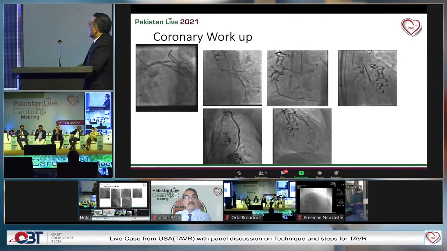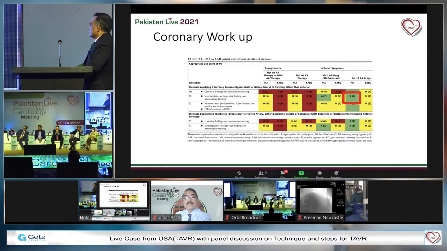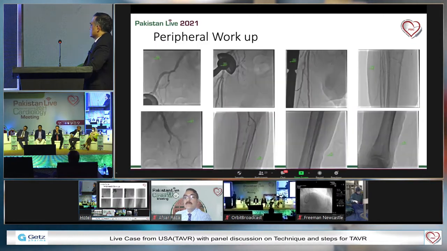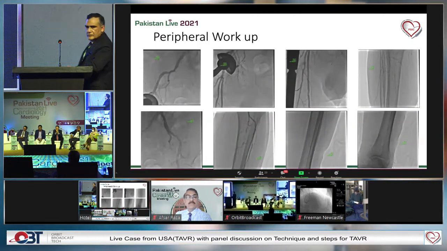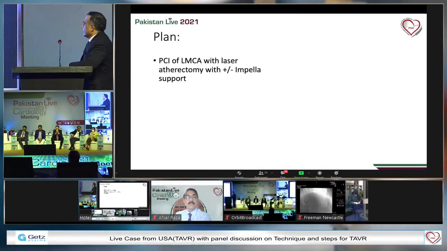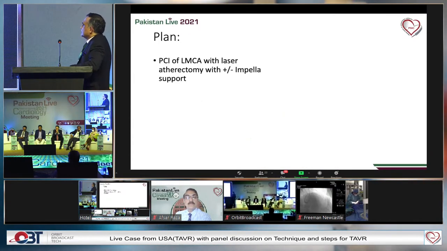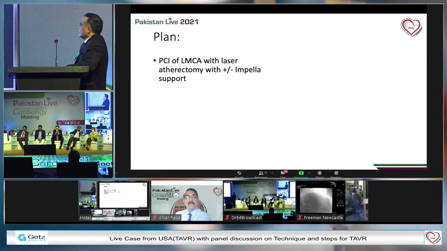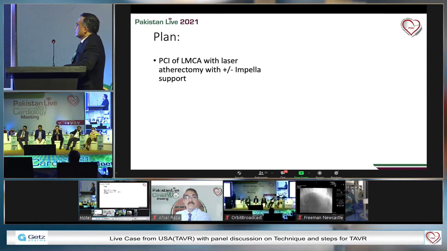The LIMA you can see is patent, and we're going to show you the rest of the images really quickly. There's the coronary workup. This is the legs, so you can see the right and left leg both have bad disease. This is a patient that came from outside, so we did not have much information, but here is what has been done.